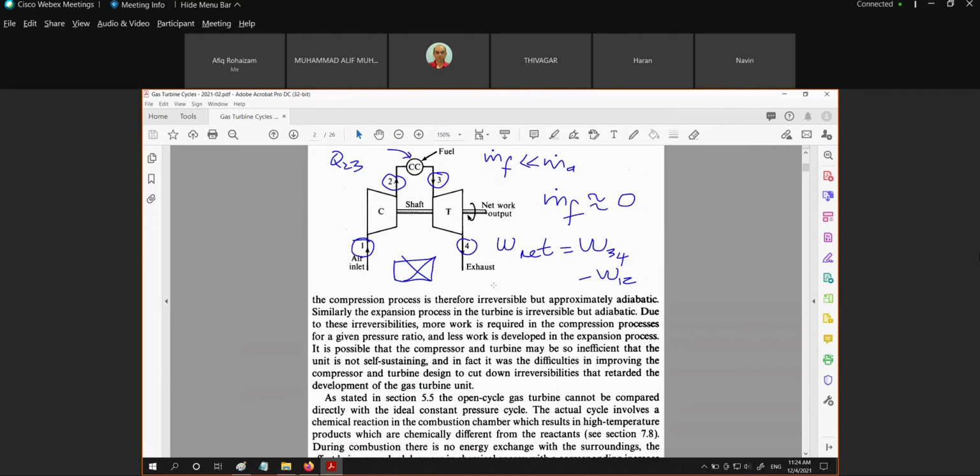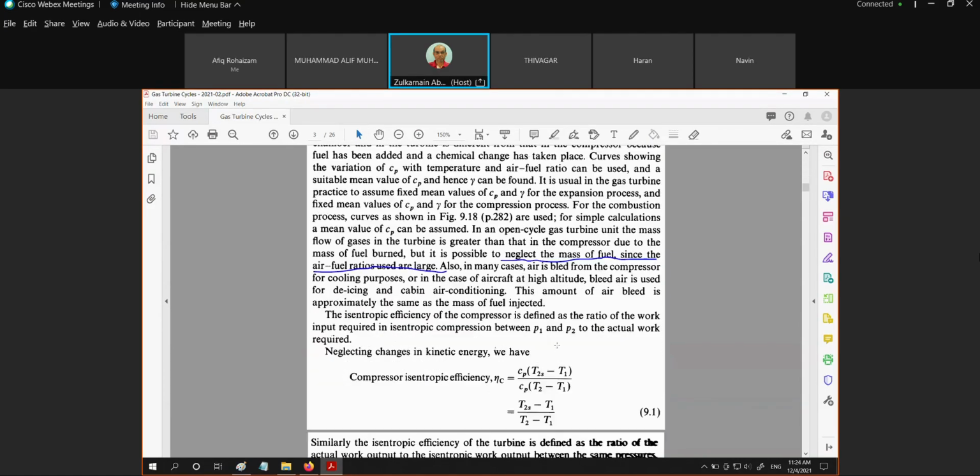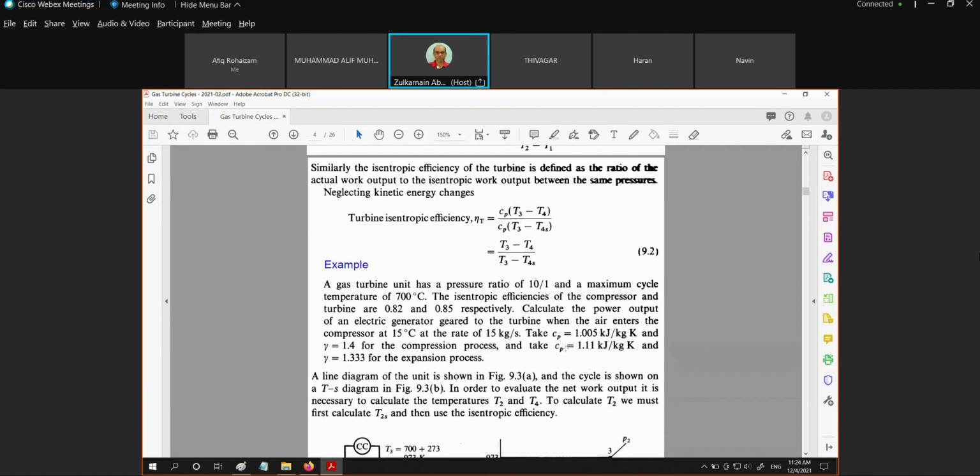Okay, so we have looked at this. Then we have looked at the efficiency. Right. Let's look at this example. A gas turbine unit has a pressure ratio of 10/1 and maximum cycle temperature of 700. The isentropic efficiency of the compressor and turbine are 0.82 and 0.85 respectively. Calculate the power output of an electric generator geared to the turbine when the air enters the compressor at 15 degrees C and rate of 15 kilogram per second.